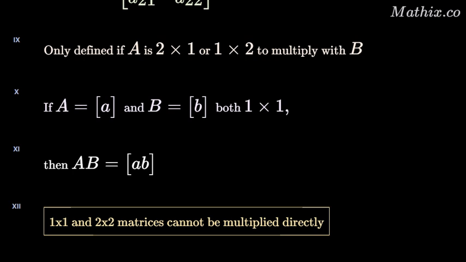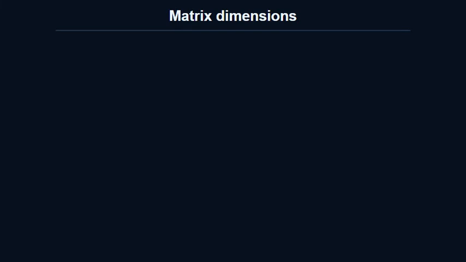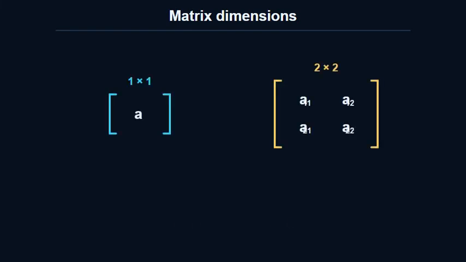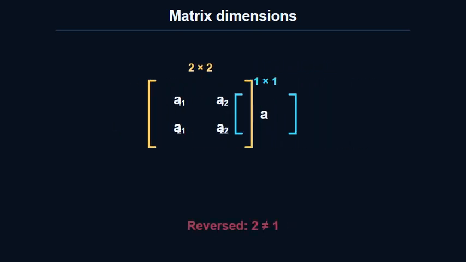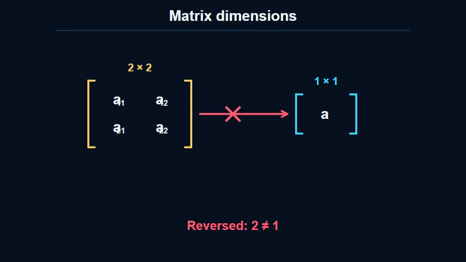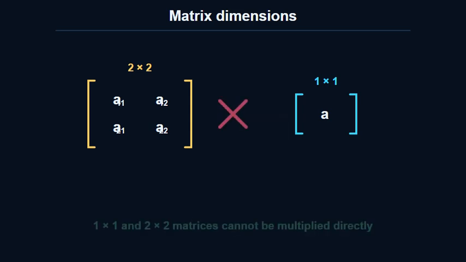in matrix multiplication rules. First, compare the dimensions of the 1 by 1 matrix and the 2 by 2 matrix. For the first order, the inside dimensions are 1 and 2. Since they do not match, this product is not defined. Reversing the order still leaves inside dimensions 2 and 1. Therefore, 1 by 1 and 2 by 2 matrices cannot be multiplied directly.